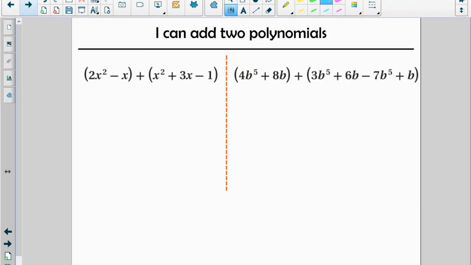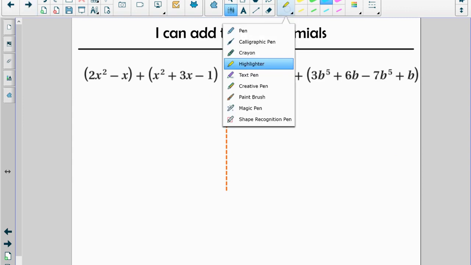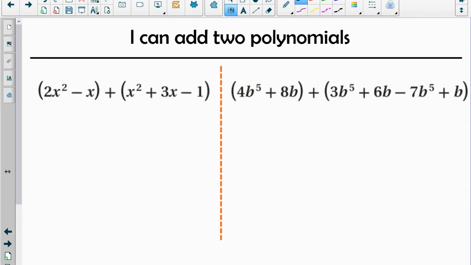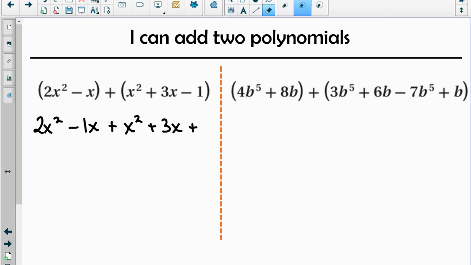Now, for adding polynomials, it's kind of the same, but we're still looking for like terms. Anytime you're adding polynomials, you want to start by taking the two polynomials and rewriting them without parentheses. So I'm going to take my first polynomial, 2x squared, and yes, it says minus x. I'm going to write it as minus 1x because I might need that little number later. And then I'm adding x squared, and I'm adding positive 3x, and I'm adding a negative 1. Whoops, let's make that a minus then. So there's all 5 of my terms listed.